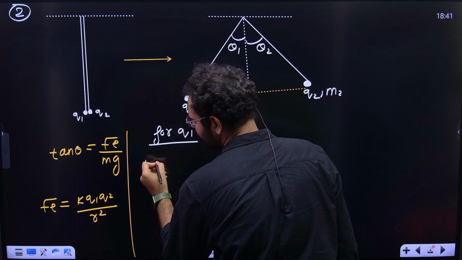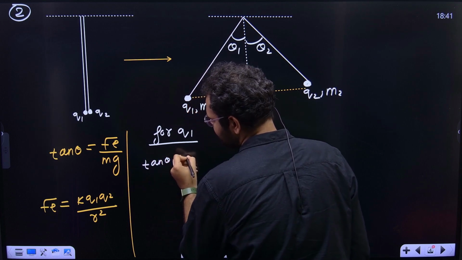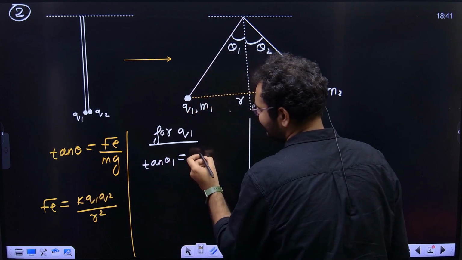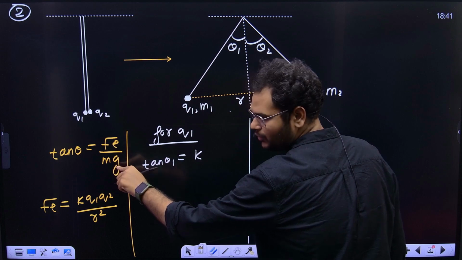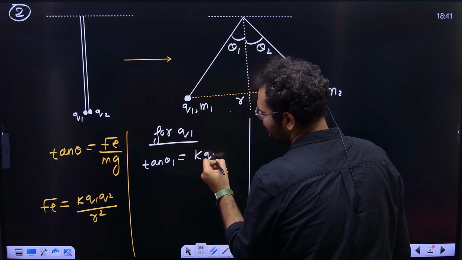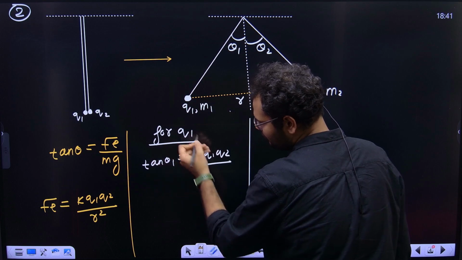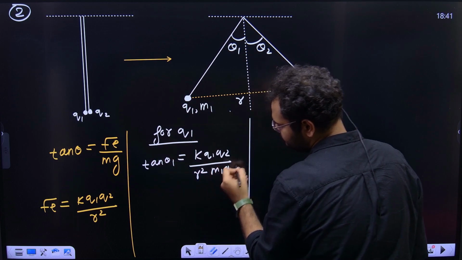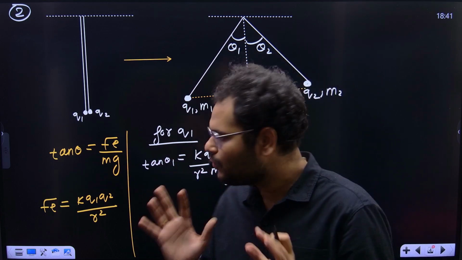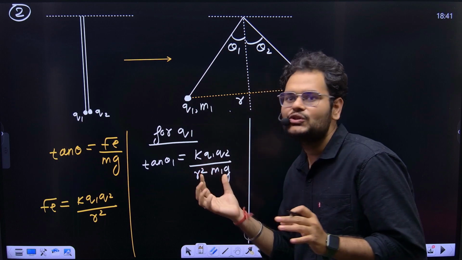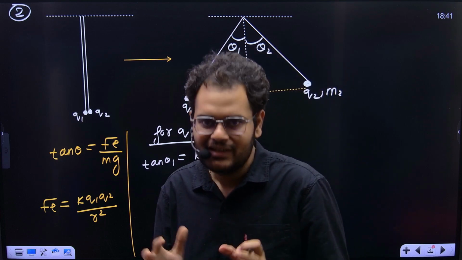Sir, you can write that tan theta 1 is equal to Fe upon mg, right? So k Q1 Q2 upon r square, and what is mass of Q1? m1g. Are you getting what I have done? I have simply written electrostatic force. Are you getting it? Yes, sir.